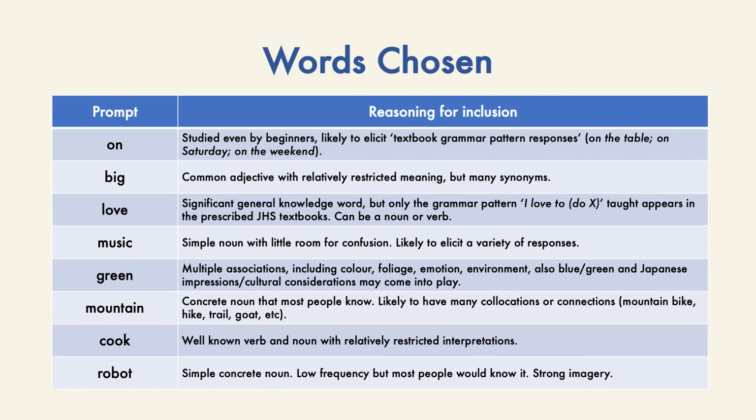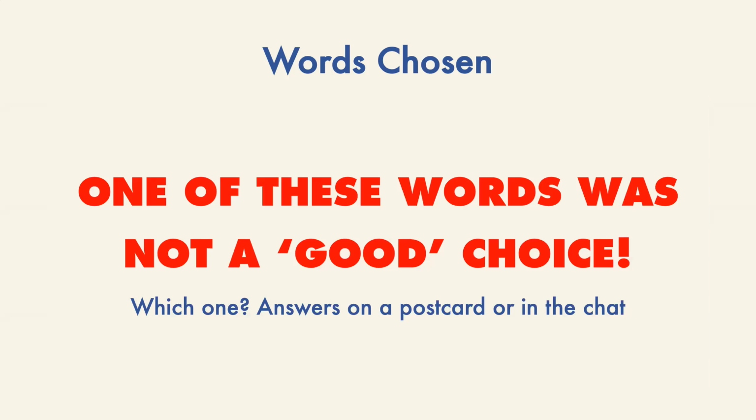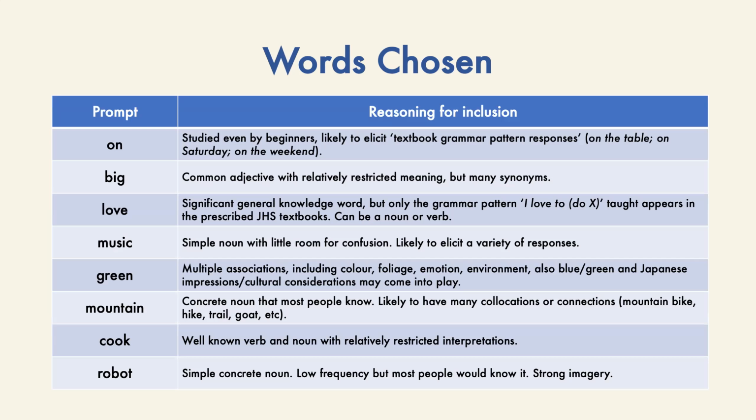Don't worry too much about the reasoning, although you can if you want. But the words I chose were on, big, love, which is a noun or a verb, music, green, mountain, cook, and robot. Now, as it turned out, one of these words was not a good choice, or rather, it just gave unexpected results. So those words were on, big, love, music, green, mountain, cook, robot.